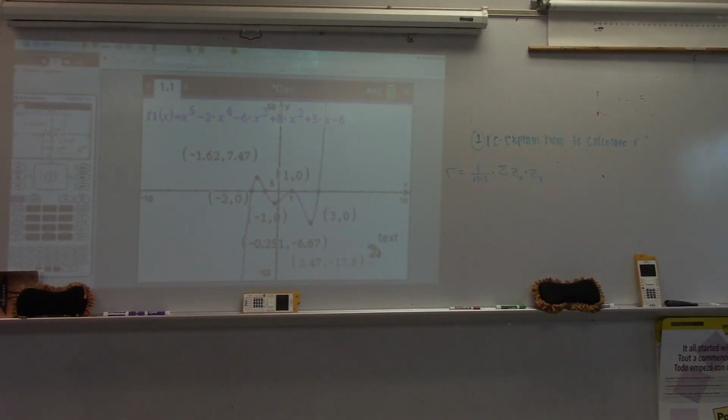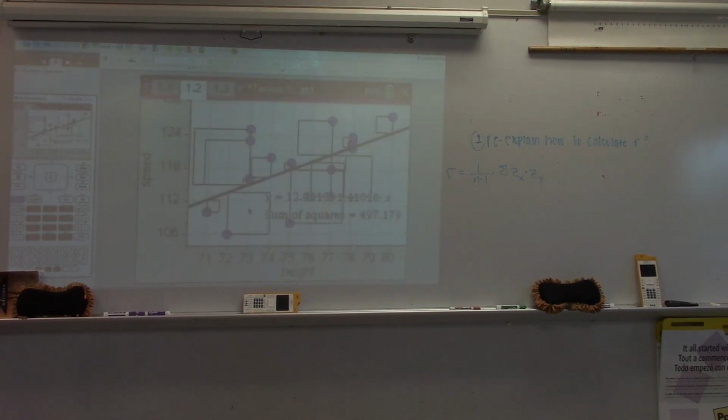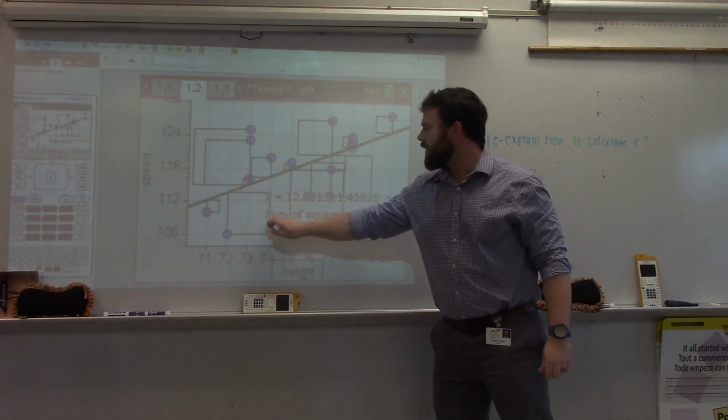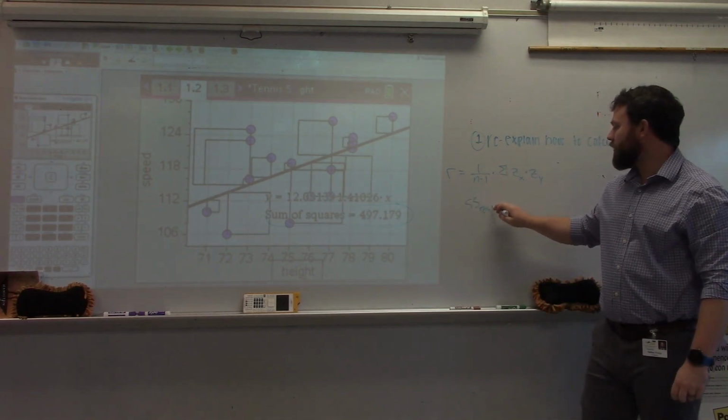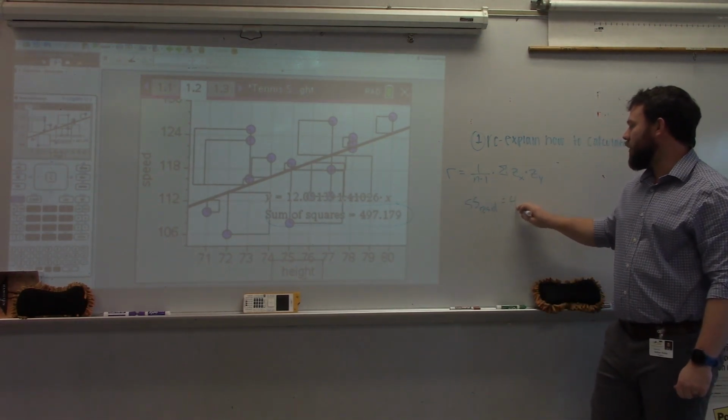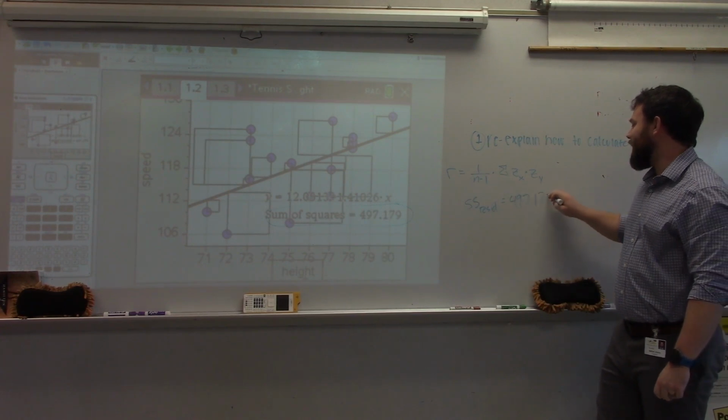So let's go with tennis serves by height. Okay, so here is the sum of squares, right, for the tennis serves by height. So the sum of squares of the residuals is 497.179, okay?